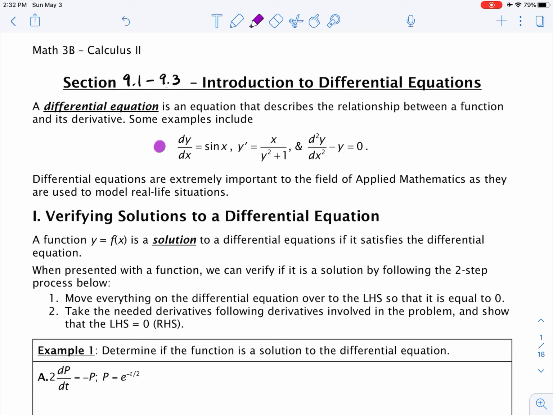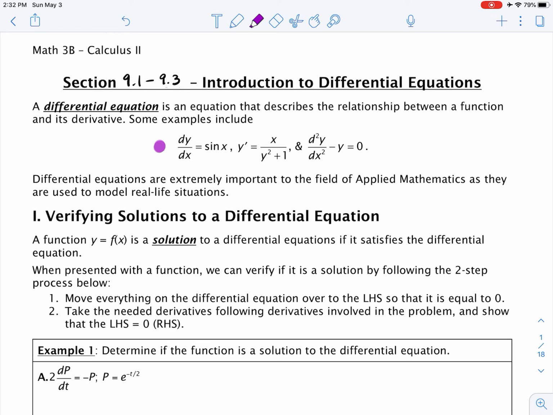dy/dx equal to sine x, y prime equal to x over y squared plus 1, the second derivative of y with respect to x minus y equal to 0. These are all equations. They all have equal signs, but they also have derivatives and the function.